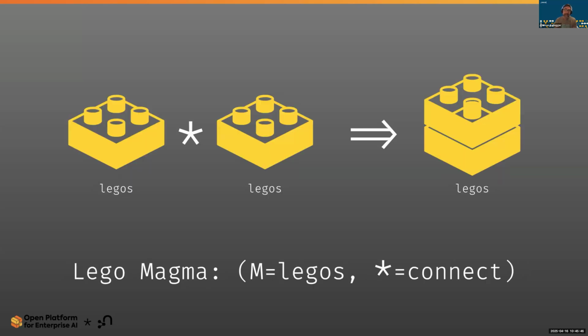A little bit closer to developer home, you can do things with Legos. If you just have some Legos and you combine them with some other Legos by connecting them, so the binary operation is connecting, you still have Legos. Legos plus Legos equals more Legos. Still Legos all the way down. It's a Lego magma.